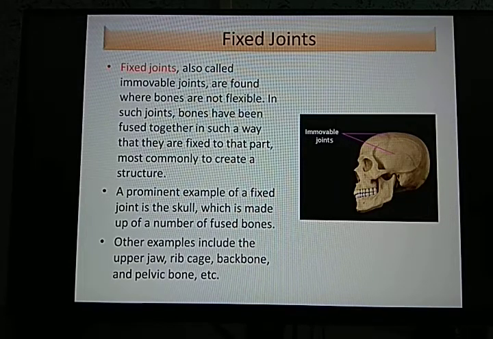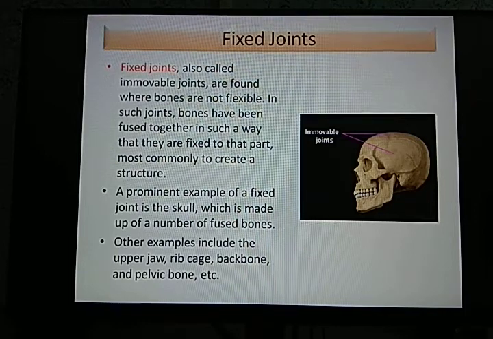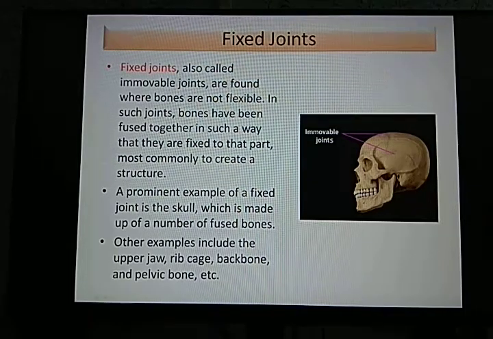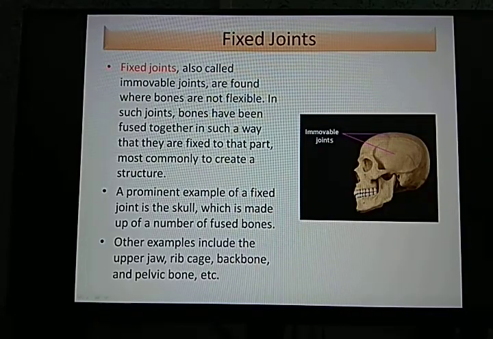Clear? So as you can see in the figure, in the skull portion, there are different kinds of bones present in our skull. So these are immovable joints. They are connected by joints, but those are immovable. They cannot be moved. Similarly here, the upper jaw portion, as I said, doesn't move. Only the lower jaw portion moves. Upper jaw, it doesn't move at all, although it is connected by some joints.